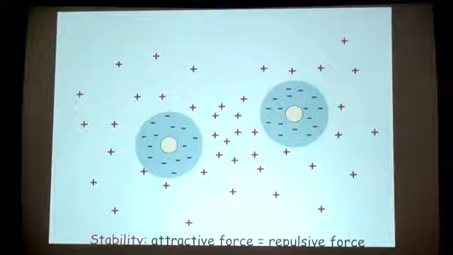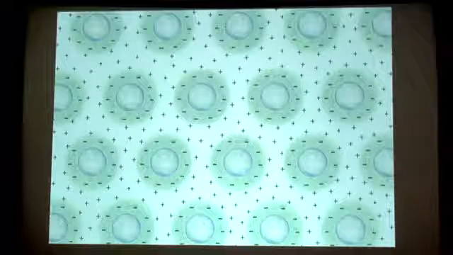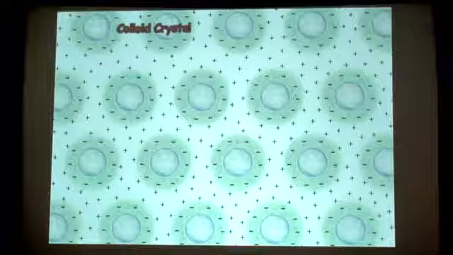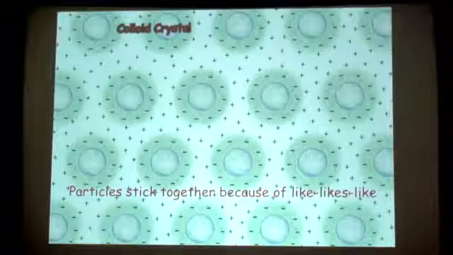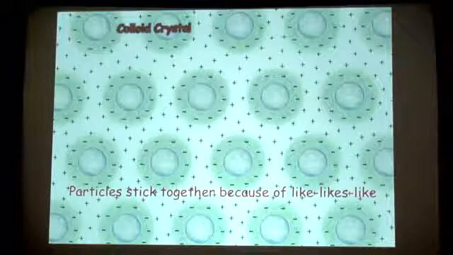Then they're stable. And if they're stable, if you have a lot of them, then they're going to be in a situation just like this. And this is well observed by many groups over many years. It's called a colloid crystal. It's like, if you may have had yogurt this morning, probably the yogurt that you ate had the consistency that it has because of these opposite charges that keep the particles basically in balance. And they stick together because of like-likes-like.